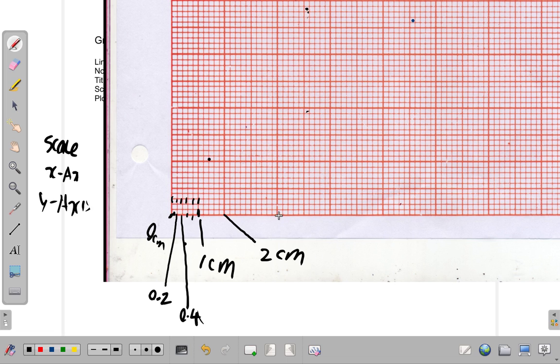Suppose you have to plot 2.5 centimeters. You would have to look at 2. You know that this is 3 centimeters. So 2.5 would be halfway between 2 and 3, which would be this. Alright?